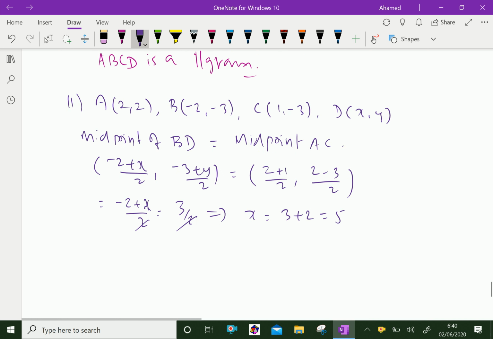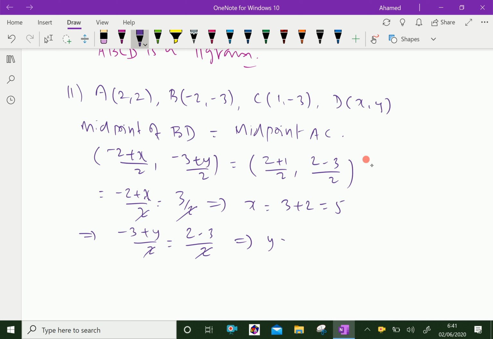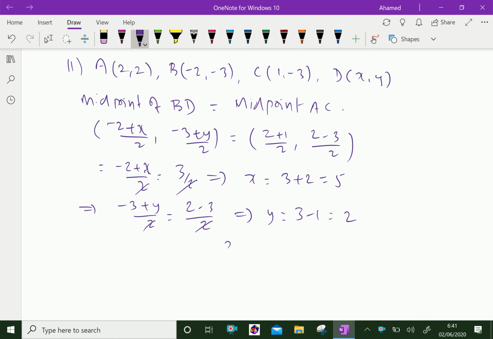Then for the y value, equating the y values, that is (-3 + y)/2 equals (2 - 3)/2. 2 minus 3 by 2 is minus 1 by 2. First write minus 3 plus y by 2 equals minus 1 by 2, 2 to the other side on both sides, which gives y is 3. 2 minus 3 is minus 1, so y equals 2. So we got the values of x and y: x equals 5, y equals 2.